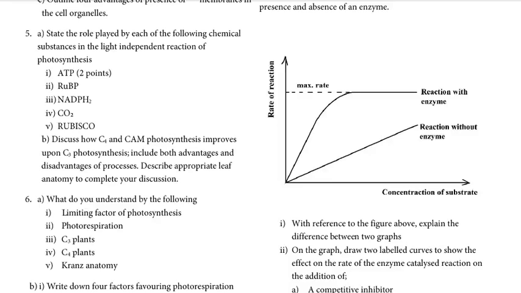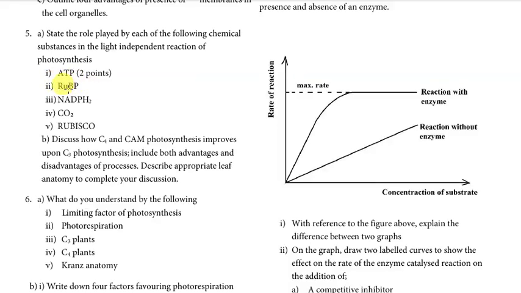mbalimbali. Leo tunaendelea na swali la 5 katika pepa ya Biology Giants. Swali la 5A walisema state the role played by each of the following chemical substances in light independent reaction of photosynthesis. Na kwa mfano hapo alisema number 1 ATP, wakasema waandike 2 points.